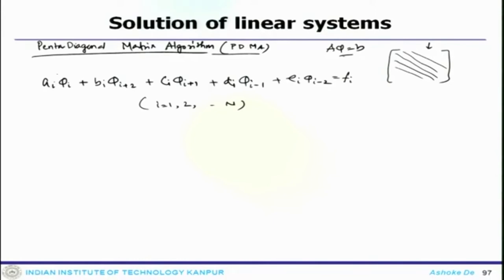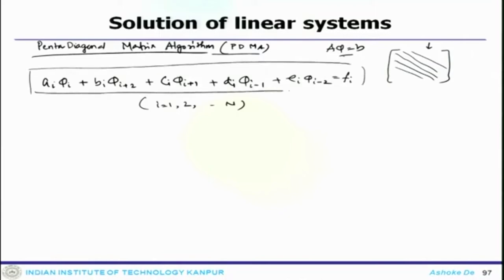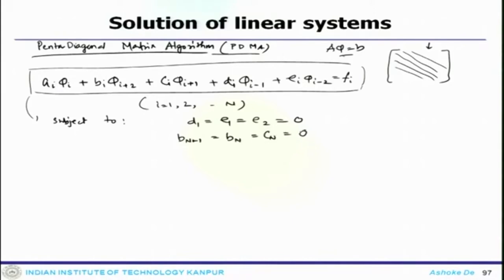So, this is the equation which has the 5 points i plus 1, i plus 2, i minus 1, i minus 2, that leads to a pentadiagonal system. This is called the 5 point stencil, and this particular one is subjected to D_1 equals E_1 equals E_2 equals 0, and B_(n-1) equals B_n equals C_n equals 0. So, it has a very specific system. Now, if you write for i equals 1, it gives you back phi_1 equals minus B_1 by A_1 phi_3 minus C_1 by A_1 phi_2 plus F_1 by A_1.